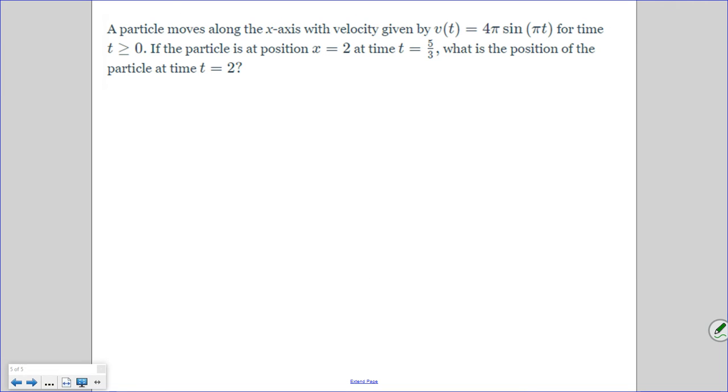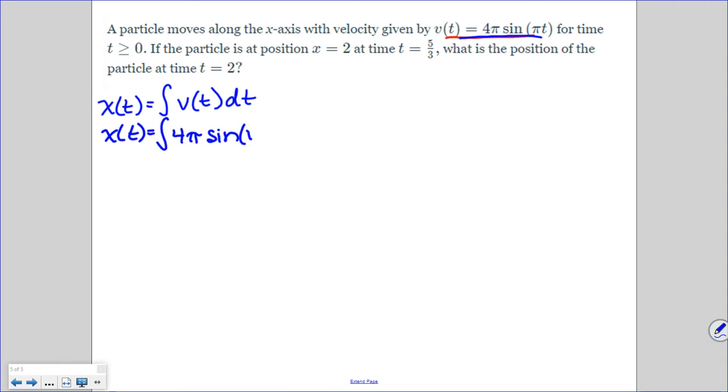Now you'll have some similar problems where you have trig involved. Again, I'm given velocity, and I'm asked to find position. So again, I'll start off the same way. I know position is the indefinite integral of velocity dt. I'm going to substitute in my formula for velocity: the indefinite integral of 4 pi times the sine of pi times t dt. And then I'm going to integrate.